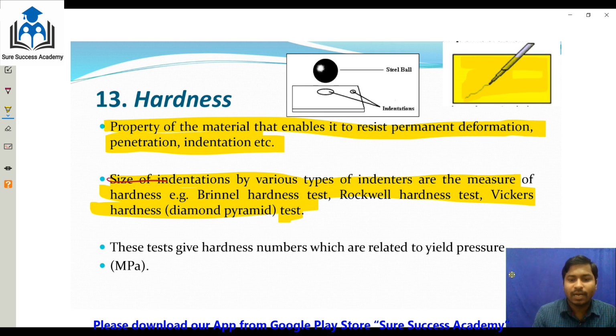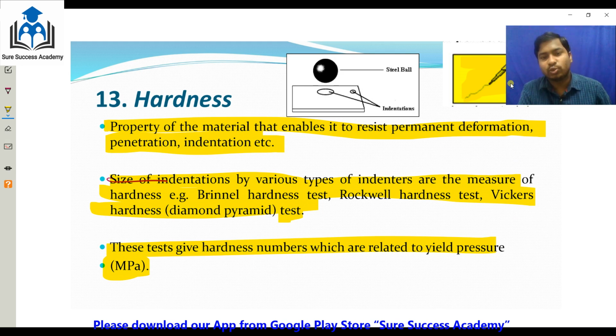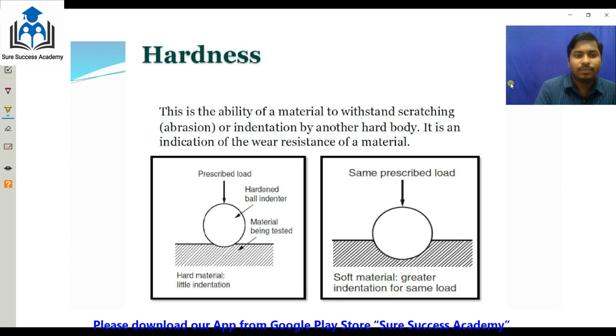This test will give the hardness related to the yield pressure. The unit is Newton per mm square, or MPa. So hardness is the ability of materials to resist permanent deformation or penetration. Suppose this is a metal, and a ball is dropped on it from a height, then an impression will come on the metal. If there is less impression, then it is good hardness. If there is more impression, there is less hardness. This is the ability of the metal to withstand scratch, abrasion and indentation by another hard body. It can indicate the wear resistance of the metal.